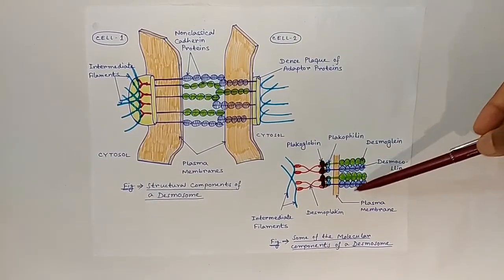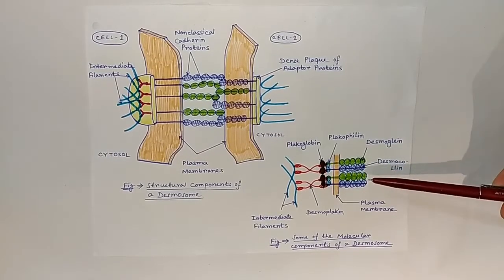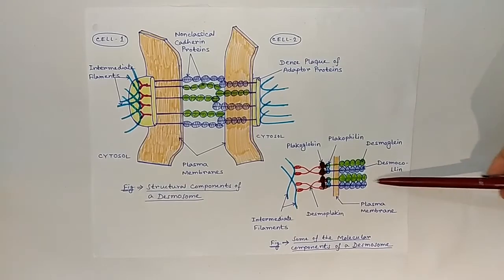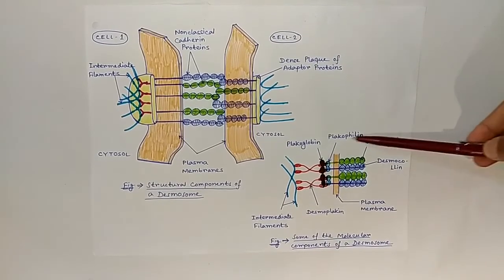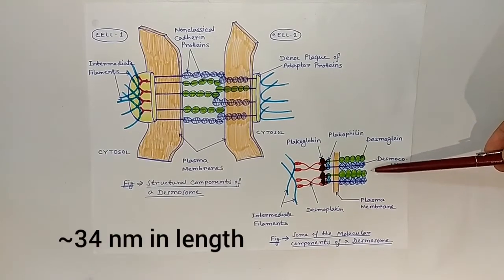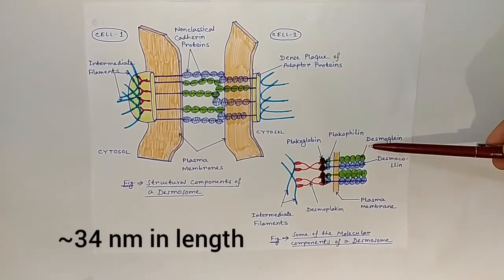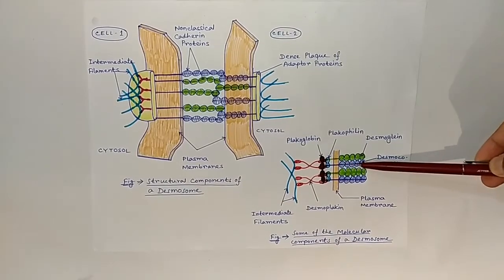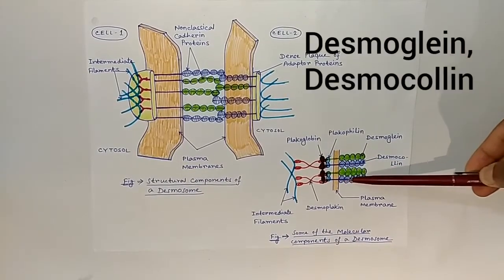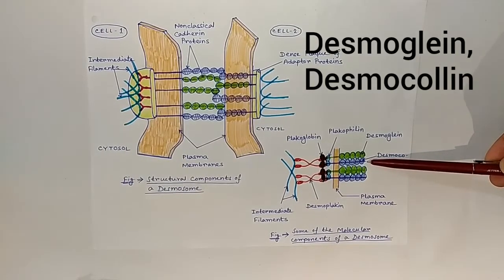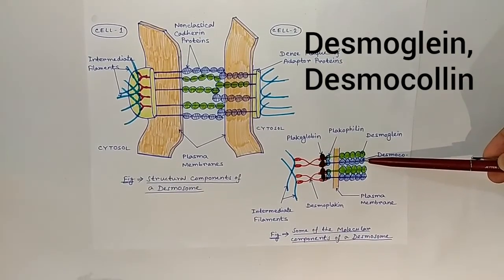This diagram is shown only one side structure. The same structure is also present face to face from the adjoining cell. This is extracellular core region, approximately 34 nanometer in length. Here, the extracellular domains of 2 cell adhesion proteins named as desmoglein and desmocollin are present.